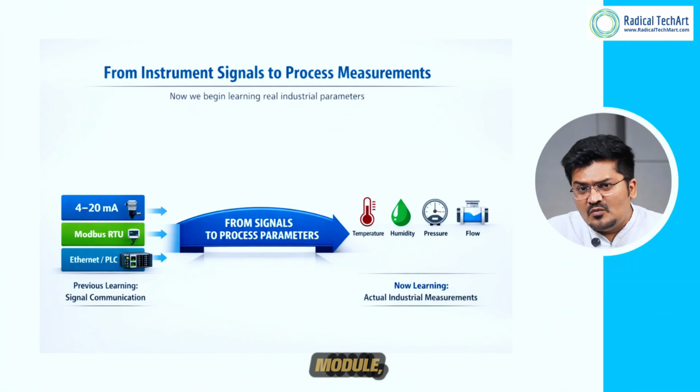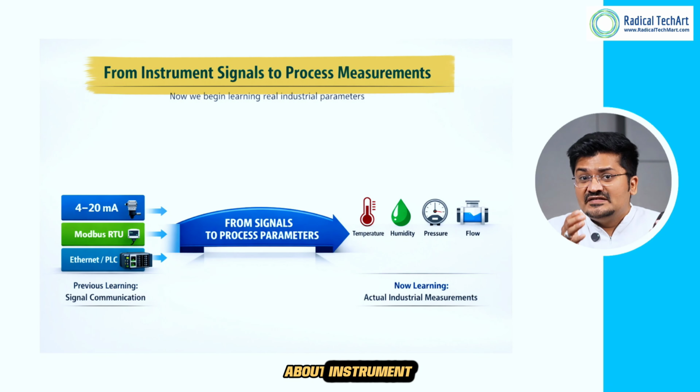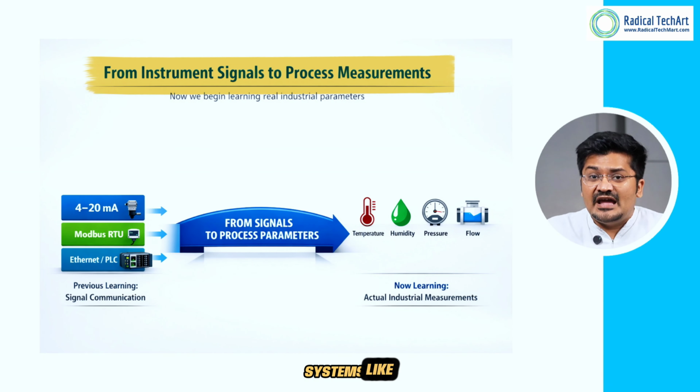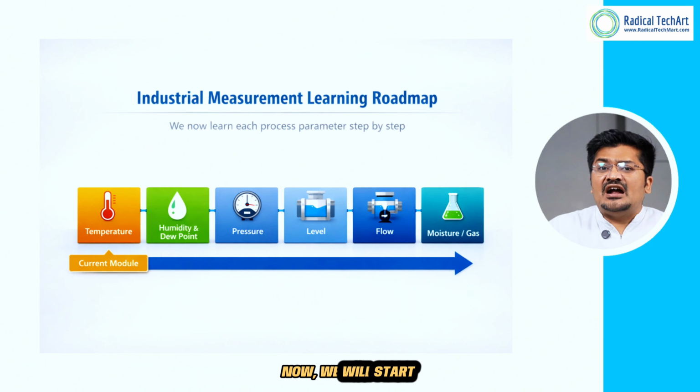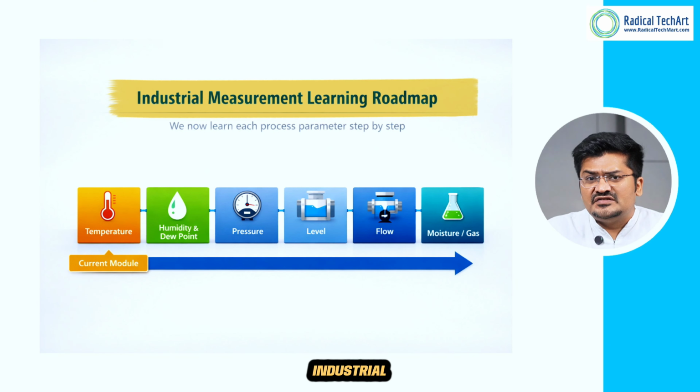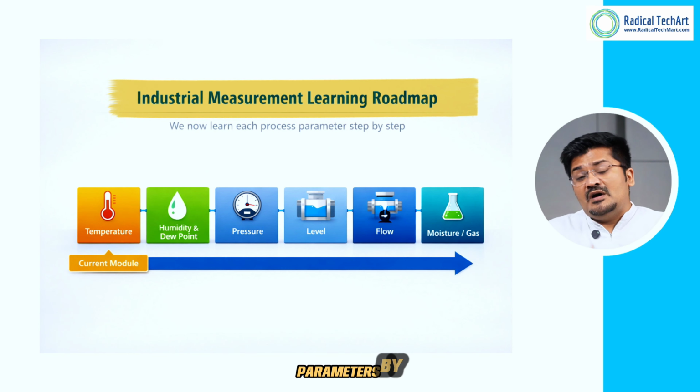So, in the previous module, we have learned about instrument signals and communication systems like 4-20 mA and Modbus. Now, we will start learning about actual industrial measurements, parameter by parameter. And we will begin with the most common industrial measurement, and that is temperature. Almost every industry measures temperature.